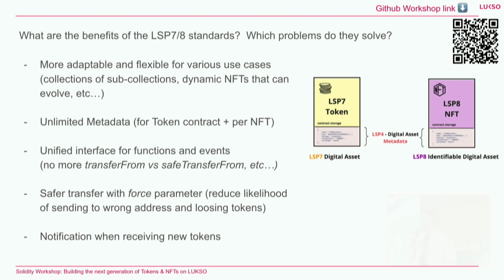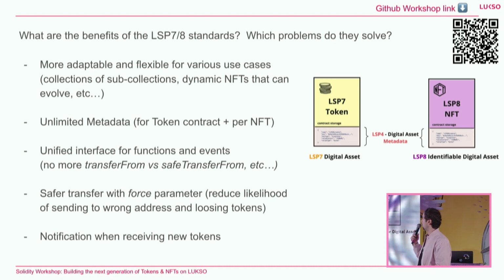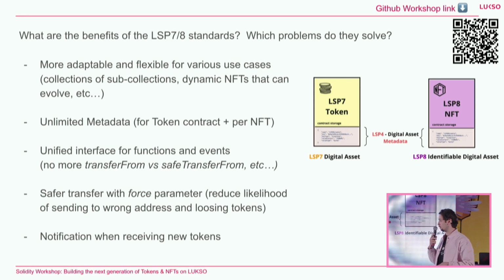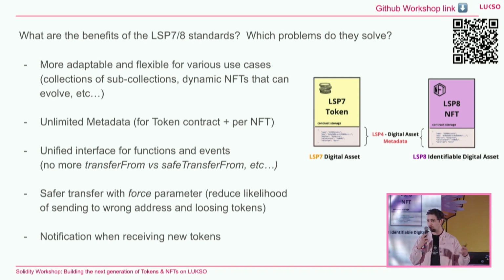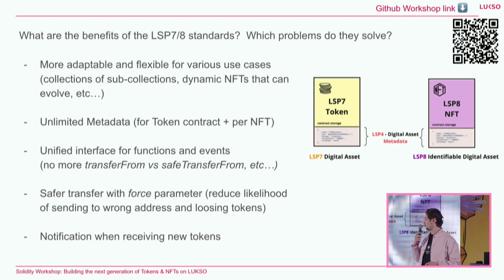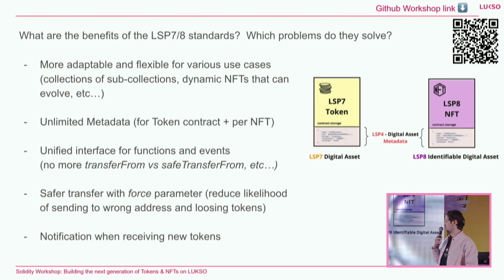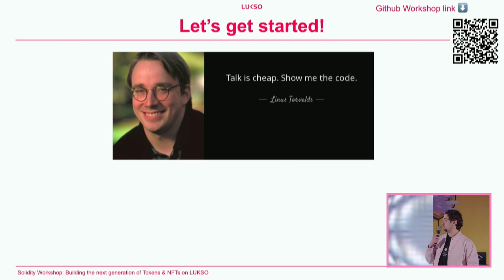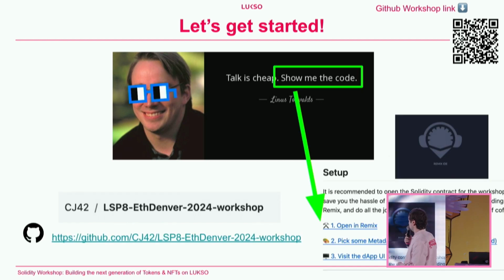There are multiple. First, they are more adaptable for different use cases. You can use them to do things like dynamic NFTs or collections of sub-collections, so you can create more complex applications that are more tied to the real world. They can hold a small amount of metadata. Their interface, you will see, is more unified compared to the other standards, and they have safety and notification features. But as the saying goes, let's look at the code and stop talking.